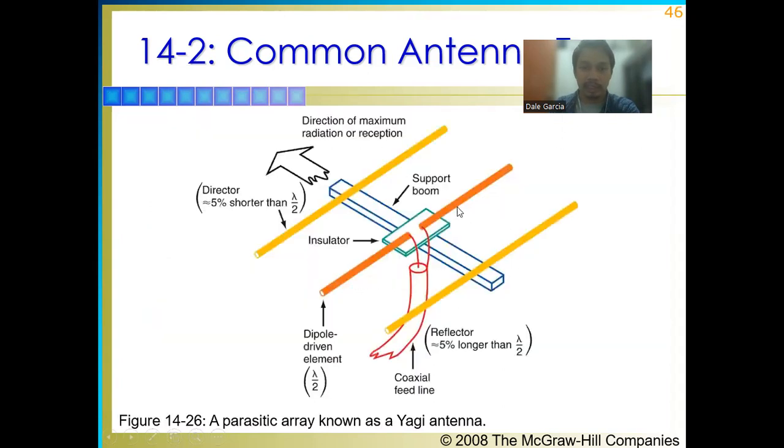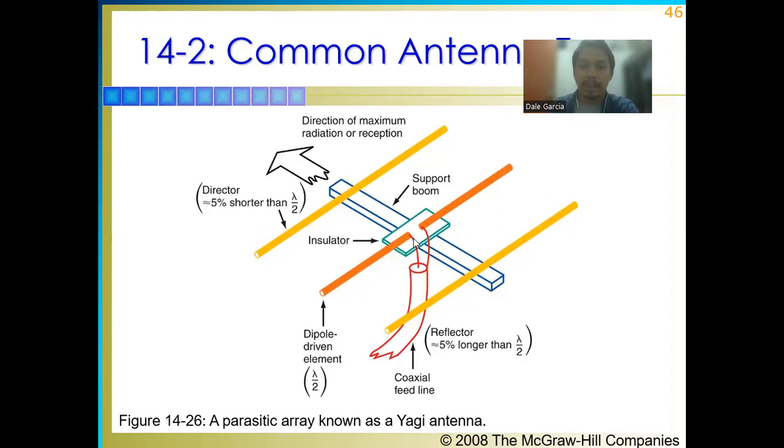So the driven element is the one in the middle, no? The driver, or the driven element. The ones on the yellow line are parasitic. So they are parasitic. Only one is active, the element in the middle where the coaxial cable is connected.